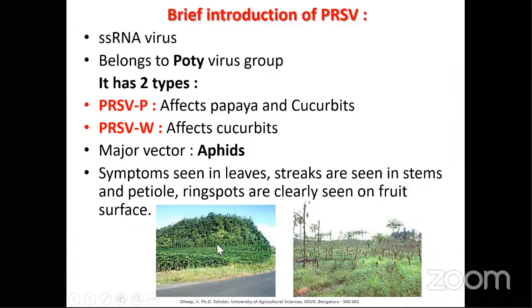This is one of the images. Before the incidence of PRSV, there was huge papaya cultivation in the islands of Hawaii, in the mountains, just as we grow arecanut in the Western Ghats. So this was the prevalence of papaya in the Hawaii Islands. After the incidence of PRSV, this was the condition. See how it devastated it.